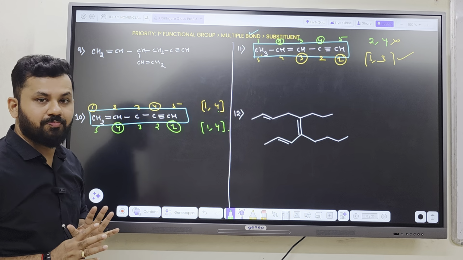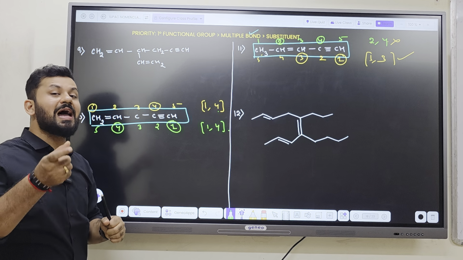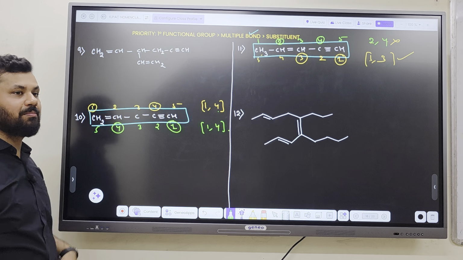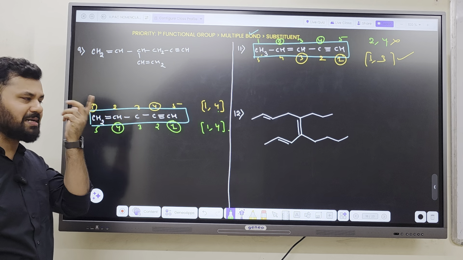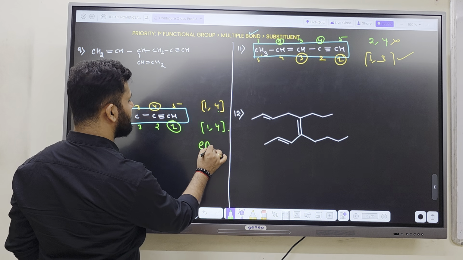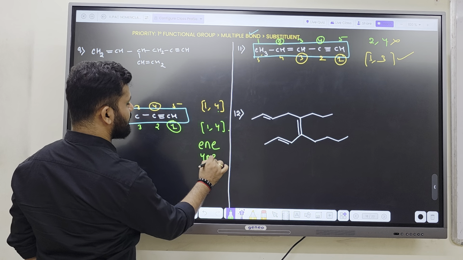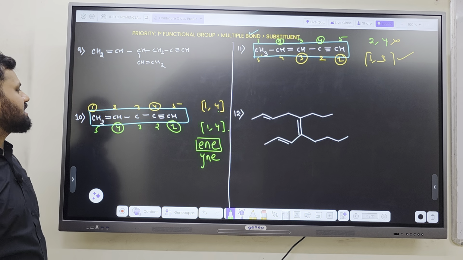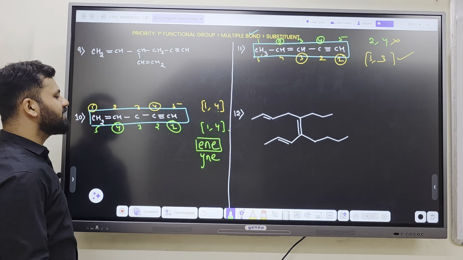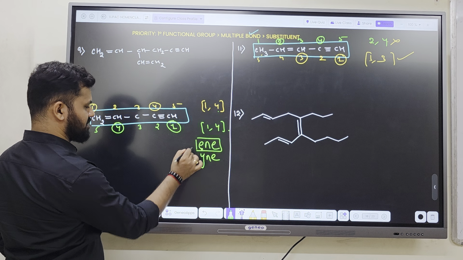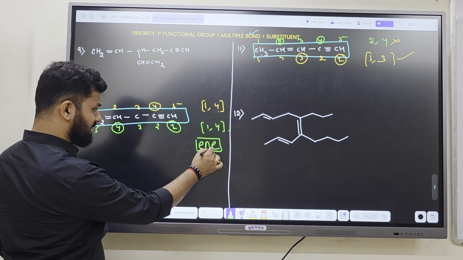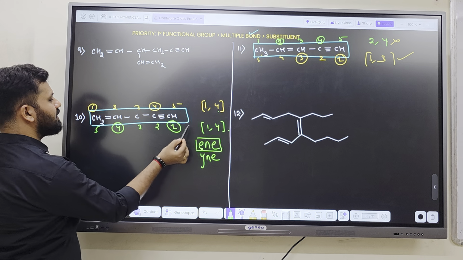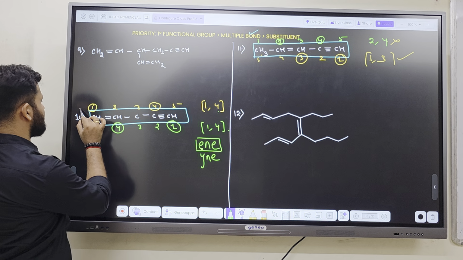But here, the set of locants is same. So I will prefer that way in which double bond gets the minimum number. That is, we prefer double bond over triple bond. Why, sir? Because double bond is "ene" and triple bond is "yne". Alphabetically, "ene" will come before "yne". So we will choose that way in which "ene", since it appears alphabetically first, gets the minimum number. "Ene" gets 1 here, and gets 4 over here. This is wrong, this is right.